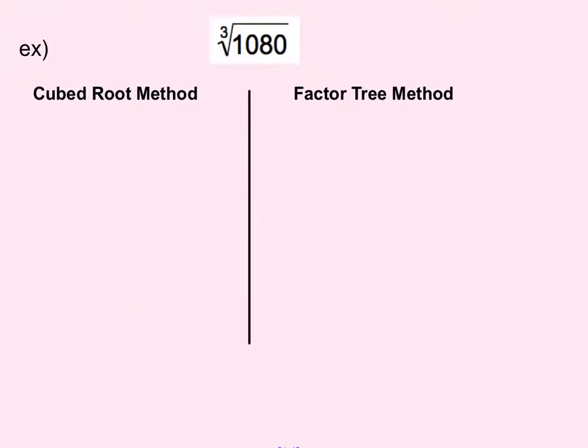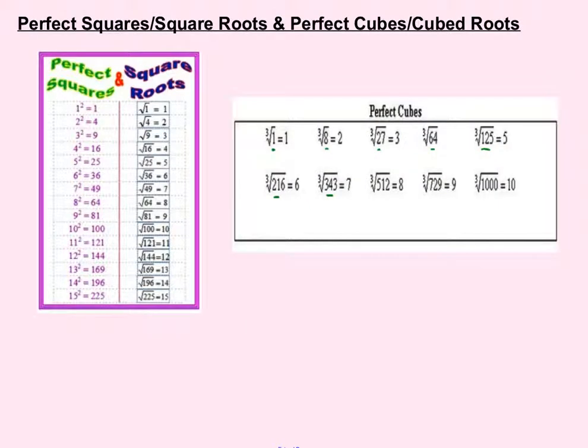Let's try another one. I changed the group size. So now it's a cube root. Cube root of 108. Now I'm much better with perfect squares than I am with perfect cubes. So before we do the cube root method, I'm going to take a quick peek. 1080 is my number. I think that 27 times 4 is 108. So that means that 27 times 40 is 1080.